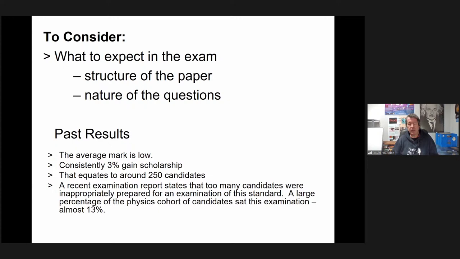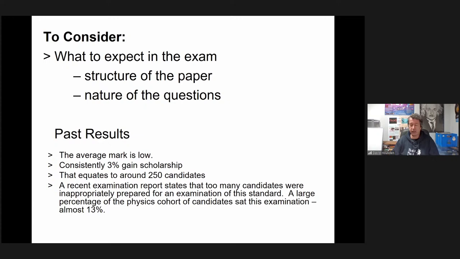Obviously, 3% of students are supposed to gain scholarship, and those results have been very consistent for physics for a very long time. That works out to be around 250 candidates. It depends on how many people do level three, but that's approximately correct. In some recent examiners' reports, in fact many over the years, have indicated that there's an enormous percentage of students who sit this exam. Typically that can be 13, 15, even higher percentage of the total cohort. So there's a lot of people out there sitting this exam.